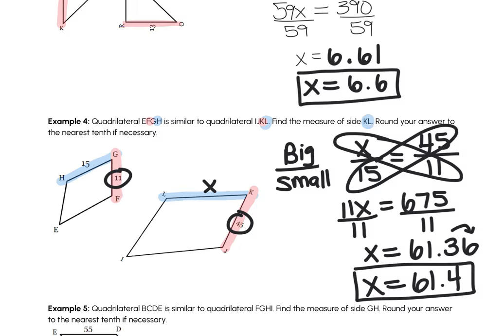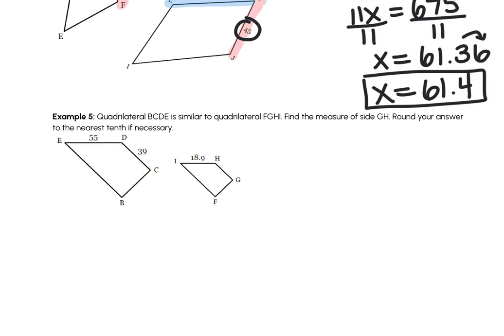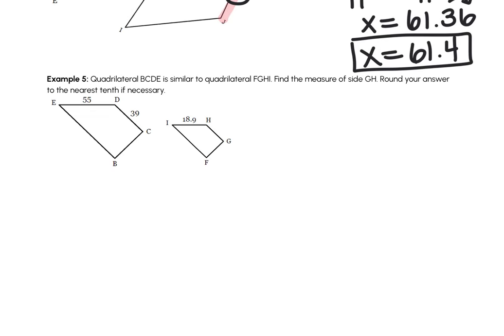Pause if you need to. Example 5, quadrilateral BCDE is similar to quadrilateral FGHI. Find the measure of GH. So here's the side I'm looking for, HG. That is going to correspond with CD. And then my other sides that I know, HI corresponds with DE.